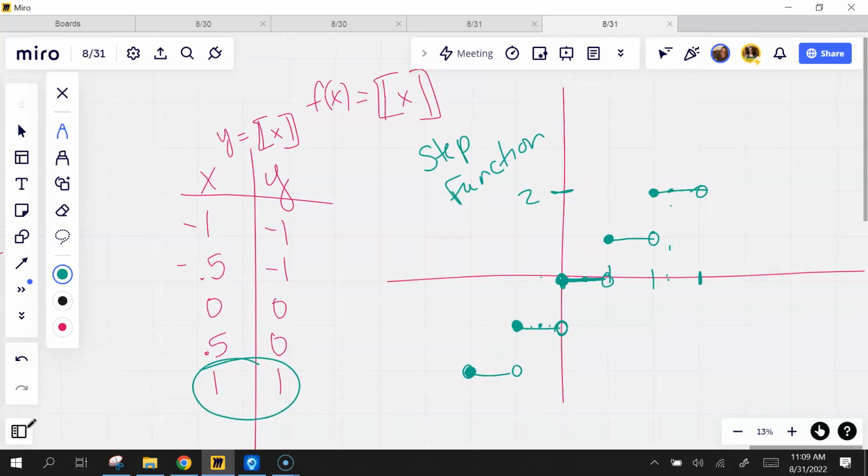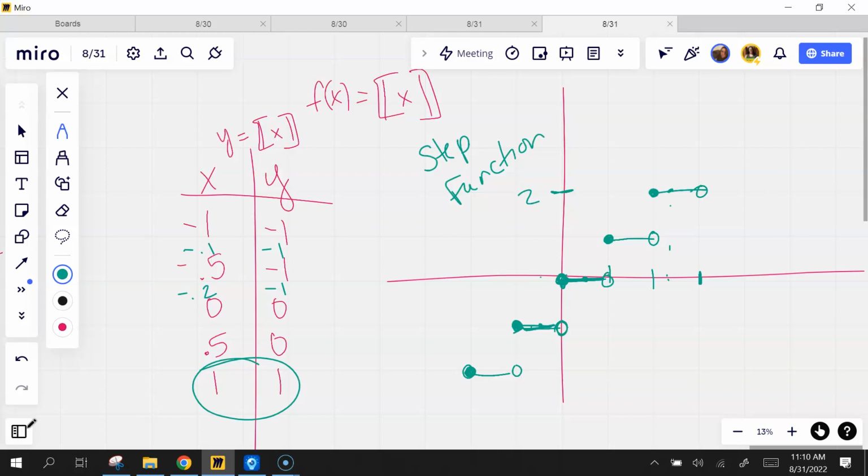Well, all these points are on here. -1, -1, -1, -1. And in fact, I could put more numbers in here. I could say -0.2 is still -1. -0.1 is still -1. So all of these values here of x still go to -1 for y. And then they jump here. You always round down the decimals, yes. Correct.